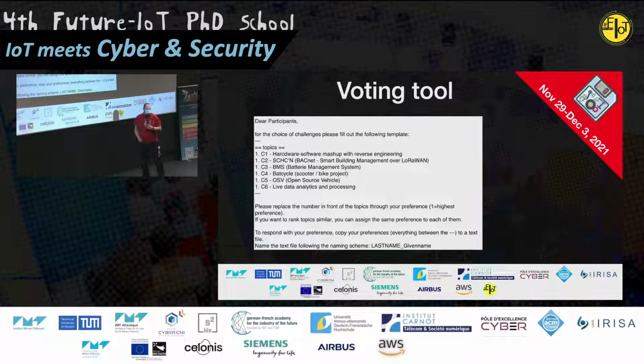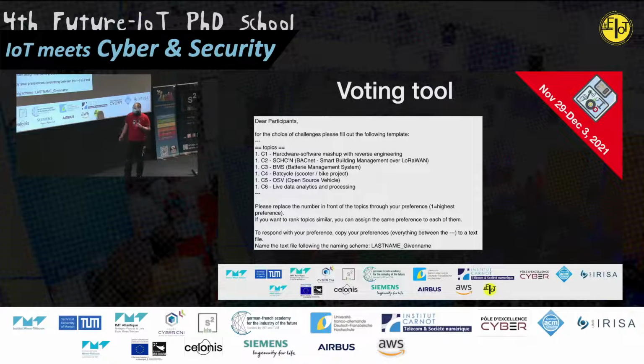It's also possible to put the same priority to 2 or more topics. So if you can't decide, then you can set the 1 to multiple topics, or you can just leave it like that. Then it's like you don't have any preference there. Then copy this part into a file, storing it with the file name last name and given name, and upload it to the website where you also uploaded the PhD posters. The link will also be included within the mail.